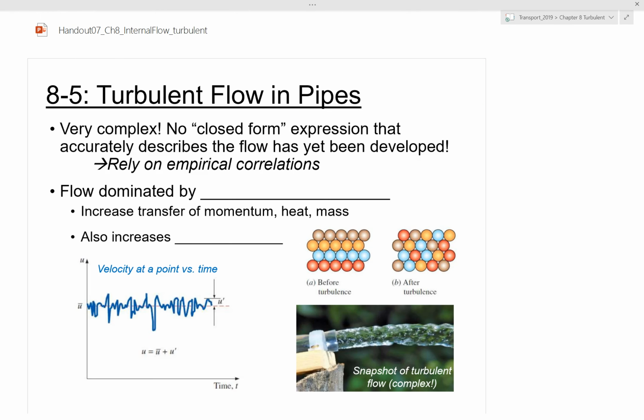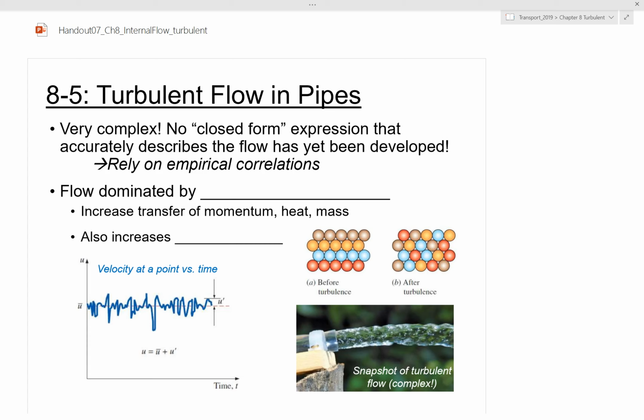Okay, so that completes our laminar flow in pipes. Now you can go to your second packet, which was handed out to you in class. For those of you who are not present, these packets are also uploaded on your Canvas. Look for it. It's the second part of chapter 8, which deals with the turbulent flow in pipes.